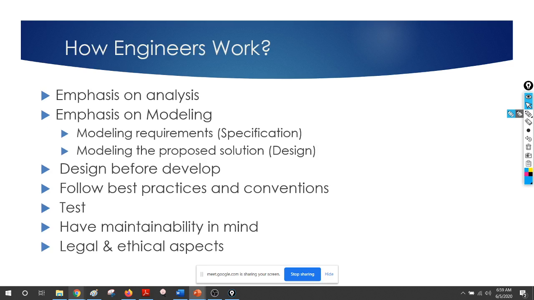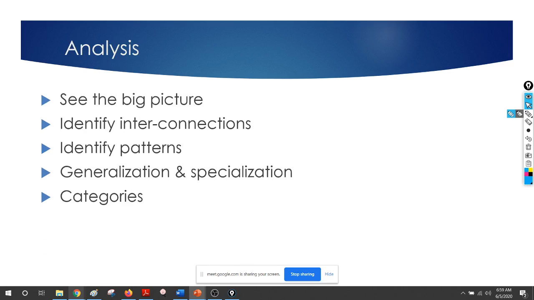Right? So let's take one by one. So you must have the analytical mindset. So what is analysis? Analysis means, what do we say? Analyzing. See the big picture, look at the interconnections, identify patterns. If you can see generalized and specialized ideas, extract those things, categorize things. So that is what is meant by analysis. That is what we call analyzing something, right?